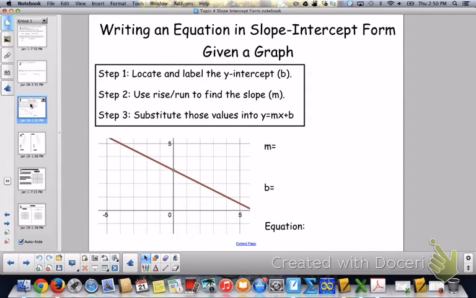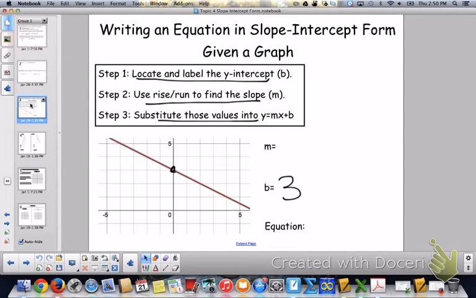Okay, writing an equation in slope-intercept form given a graph. So step 1, we locate and label the y-intercept, use rise over run to find the slope, and substitute those values. So y-intercept is easy. This is right here. So that's 1, 2, 3. Our b value is 3.